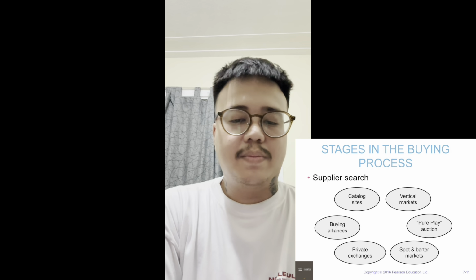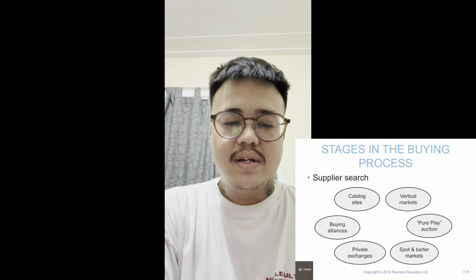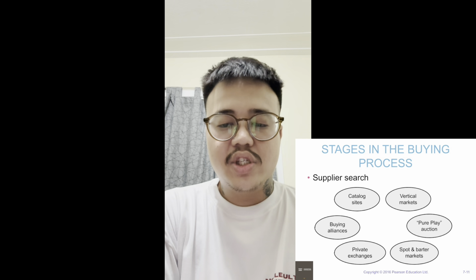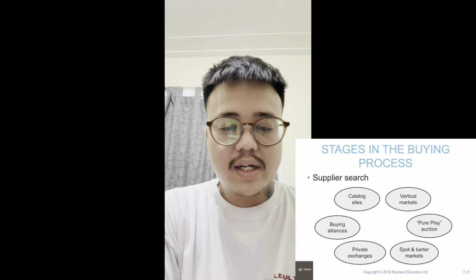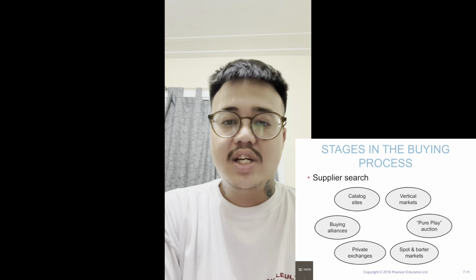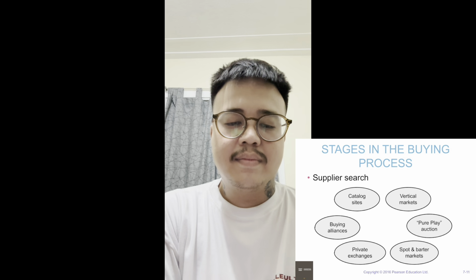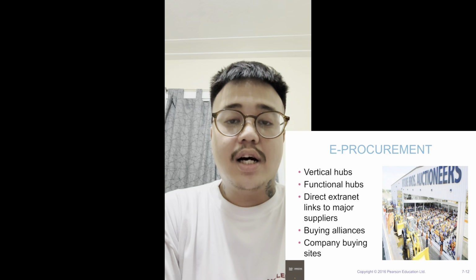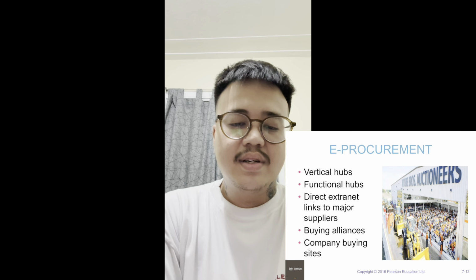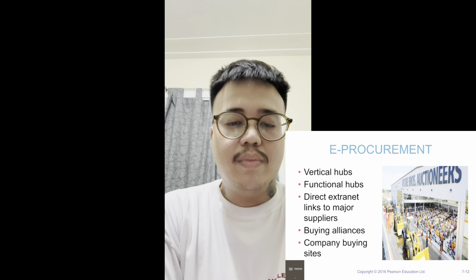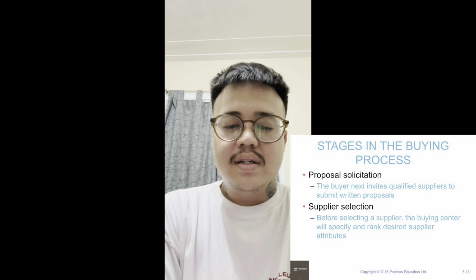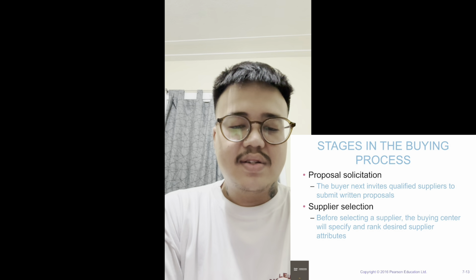There are 6 types of online marketplaces: catalog sites, vertical markets, pure play auctions, spot and barter markets, private exchanges, and buying alliances. There are 5 types of e-procurement: vertical hubs, functional hubs, direct extranet links to major suppliers, buying alliances, and company buying sites. The stages in the buying process.